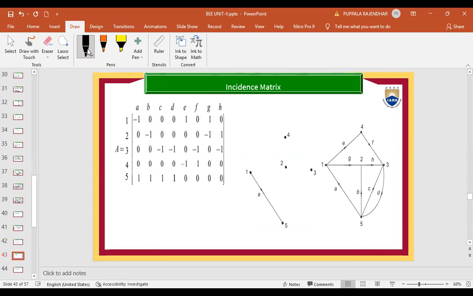So this will be the graph I'm going to get. So draw the graph directly. Just draw this graph. This is the graph corresponding to this incidence matrix.